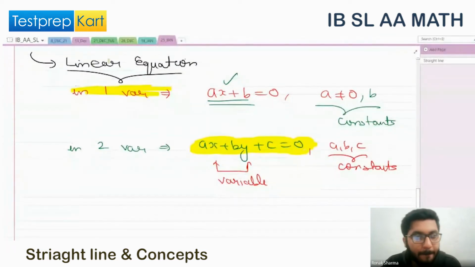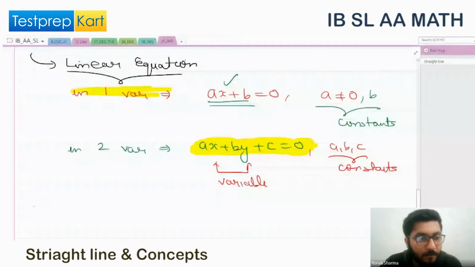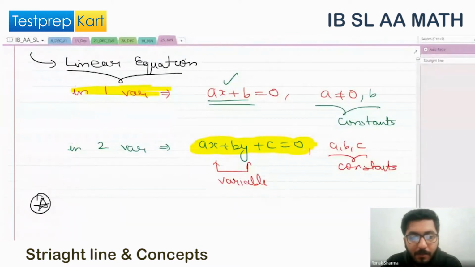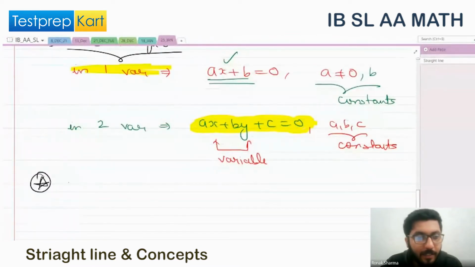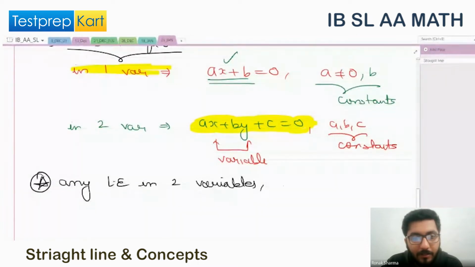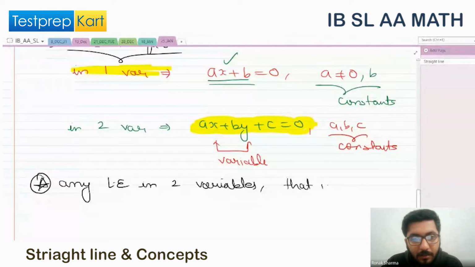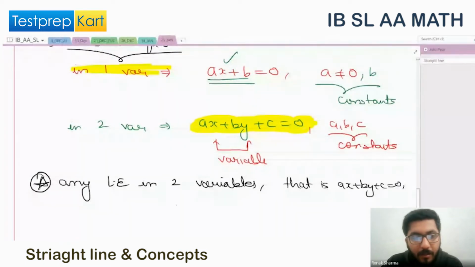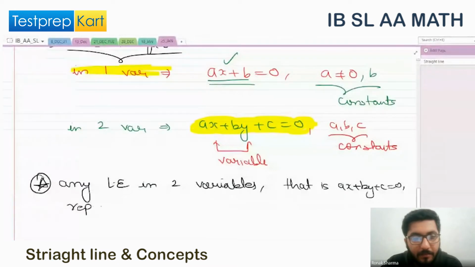Now, ax plus by plus c equals 0. So simply keep this in your mind: any linear equation in two variables, that is ax plus by plus c equals 0, represents a straight line.